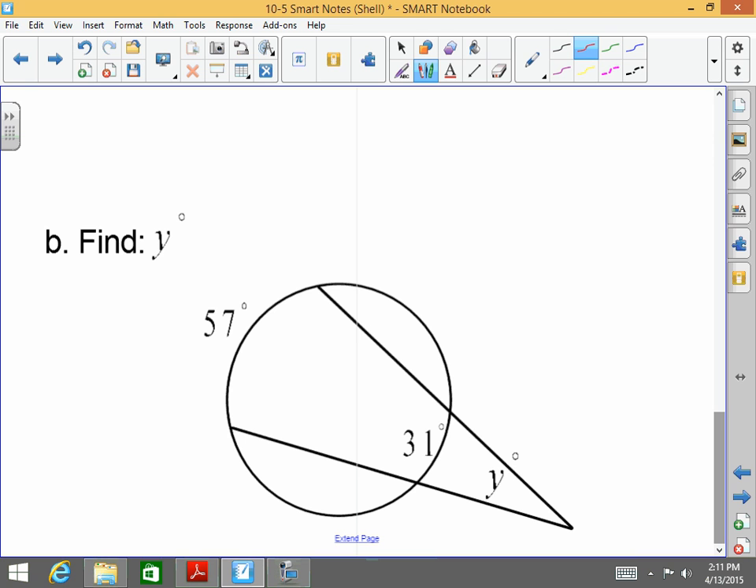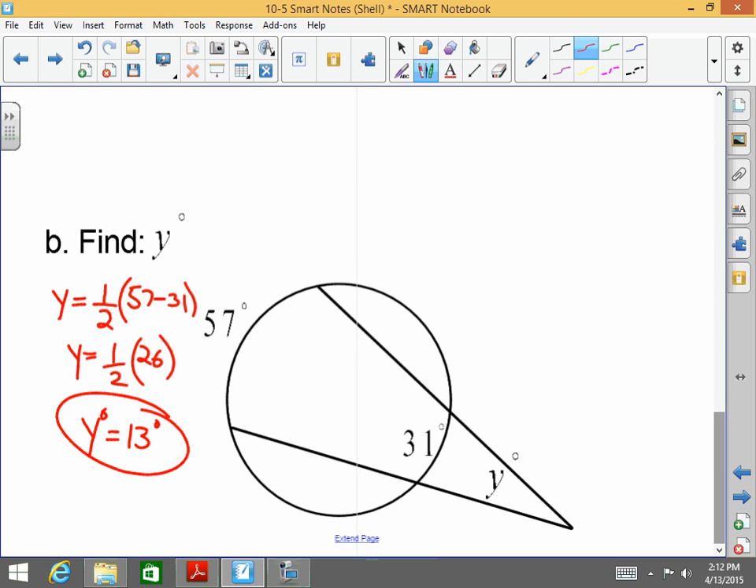All right. What would Y equal? Y would equal 1/2 of 57 minus 31. So Y would equal 1/2 of 26, exactly what someone said earlier. Y equals 13 degrees. Very simple. Like I said, it's just really mastering what to use and when to use it and how to use it. That's all this is.